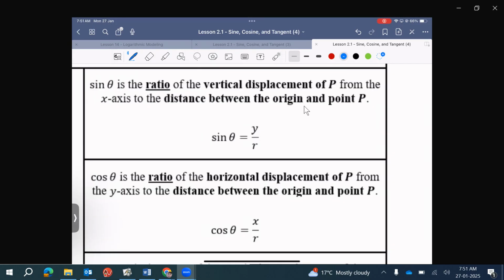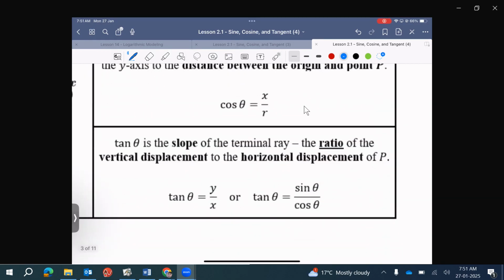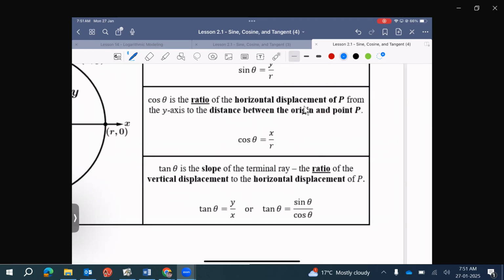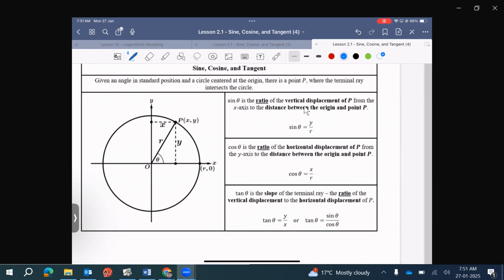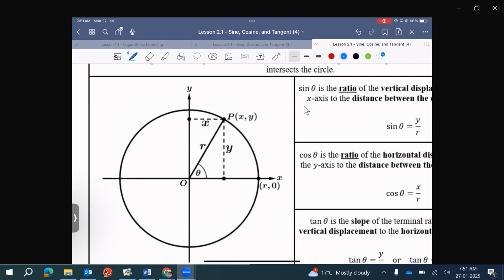The cosine is the ratio of the adjacent to the hypotenuse. And the tangent is the ratio of the opposite to the adjacent. Now, hopefully you've seen a little bit more than that previously, and you've seen the unit circle. So this is an extension of the unit circle.